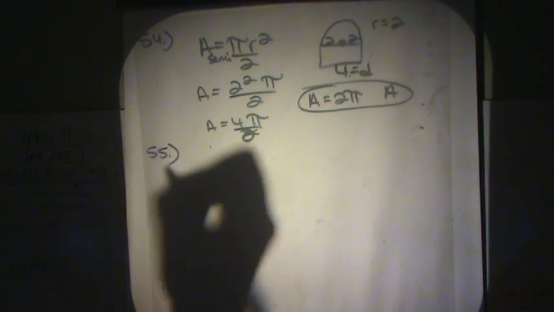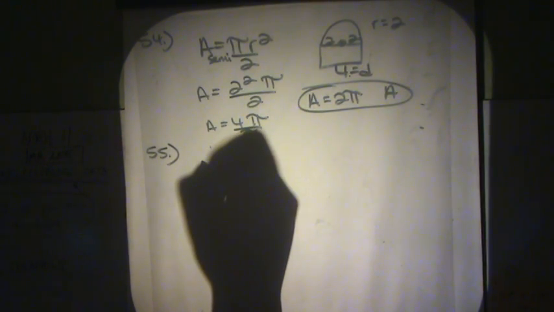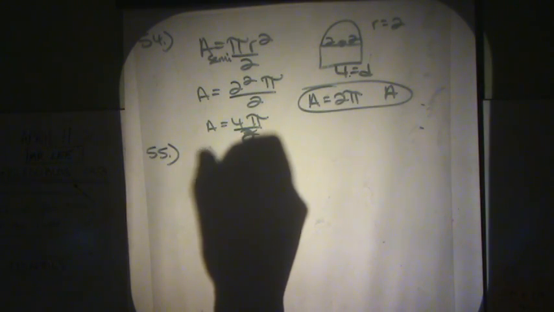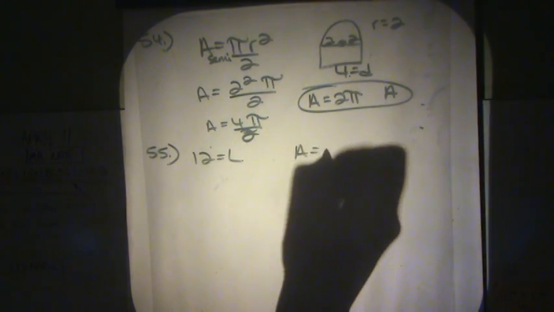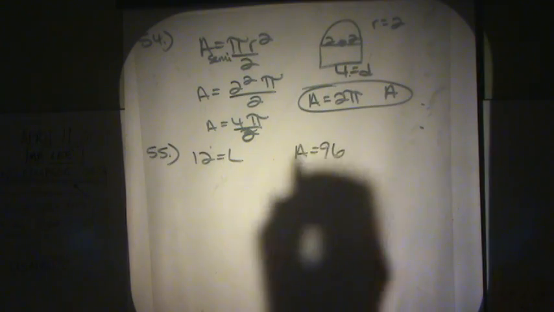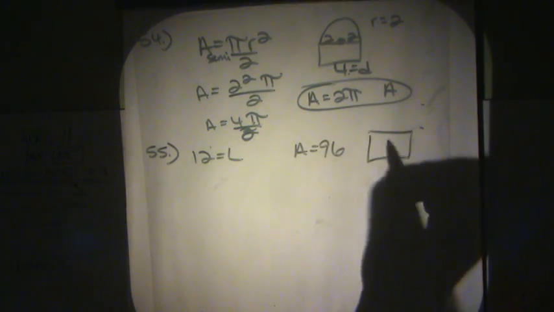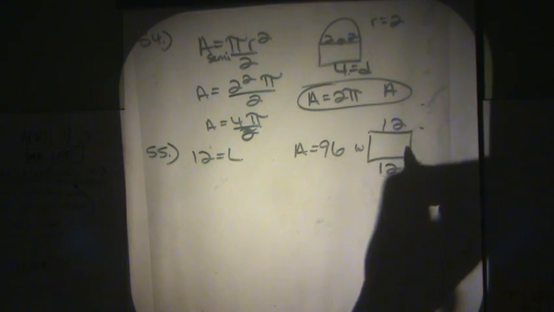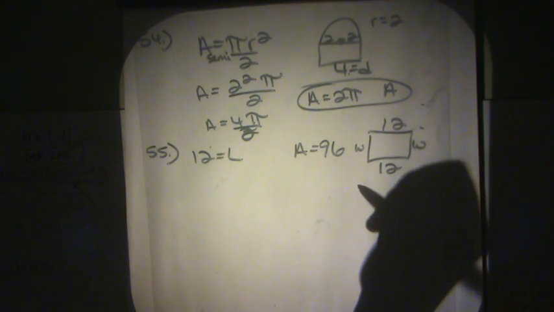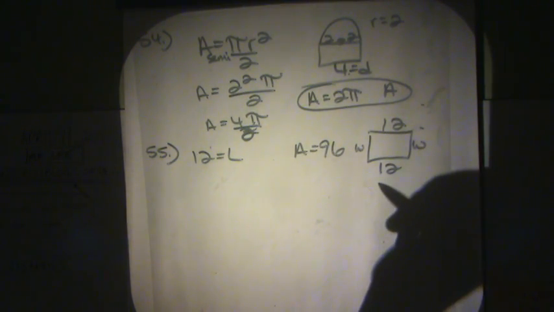55. Alright, sorry, it's getting a little dark. I'm here kind of late. So a trampoline is 12 feet long, and it has an area of 96, and it's a rectangular trampoline. Feel free to draw the picture. So 12, 12, what are these other 2 going to be? Remember an area is, oh, or did I say perimeter?